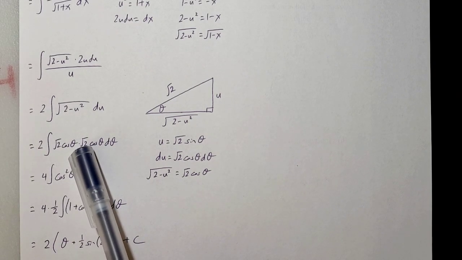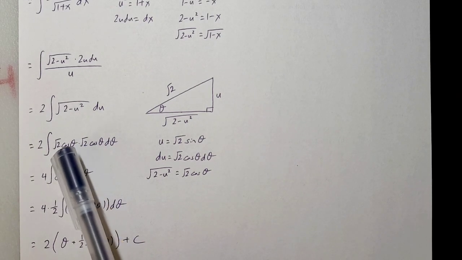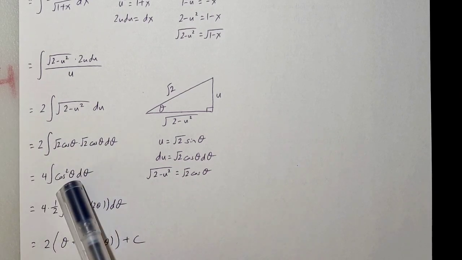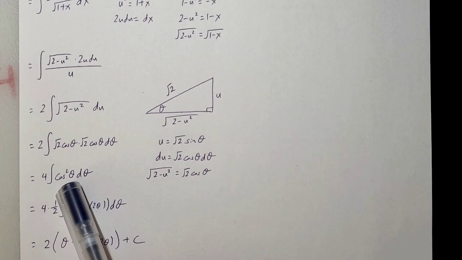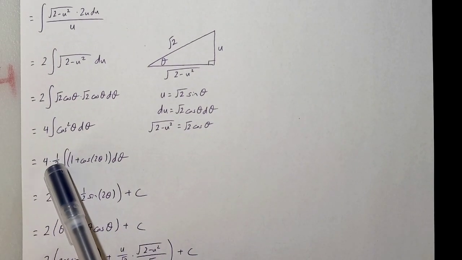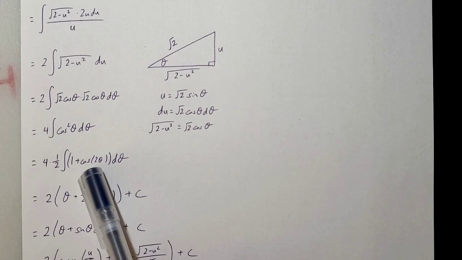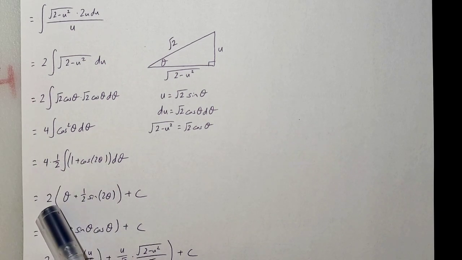Okay, square root 2 times square root 2, that's just 2. And then that's a constant, so move it out. 2 times 2 is 4. And then we have cosine squared. Oh, this should be very familiar. This is the half angle identity. So it's half times 1 plus cosine 2 theta. All right, this half combined to 2.